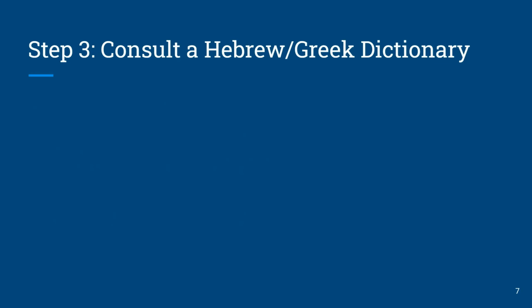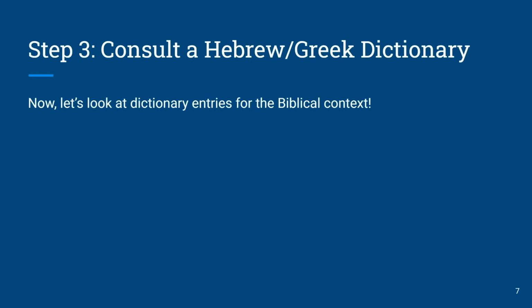start and take a step into our Bible. In step 3, which is what we do now, we consult a Hebrew or Greek dictionary, which helps us understand how the word was used in the biblical context. Let's look at the dictionary entries for the biblical context. And we need to understand where we find such a thing.